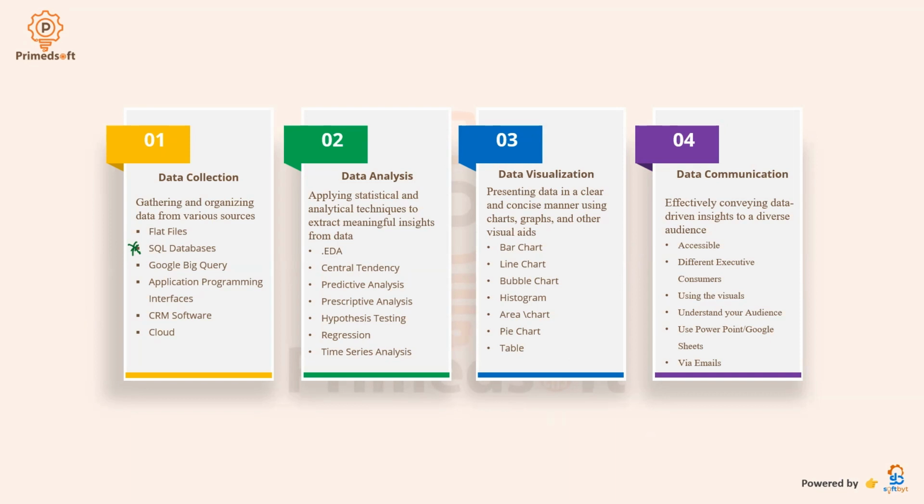You can raise your hand like Elio does. You also need to know how to visualize data, know how to present your data in a clear and concise manner using charts, graphs, and other visual aids. So the popular ones are bar charts, line charts, bubble charts, histogram, area charts, pie chart, and even table. Now, let me make something clear.